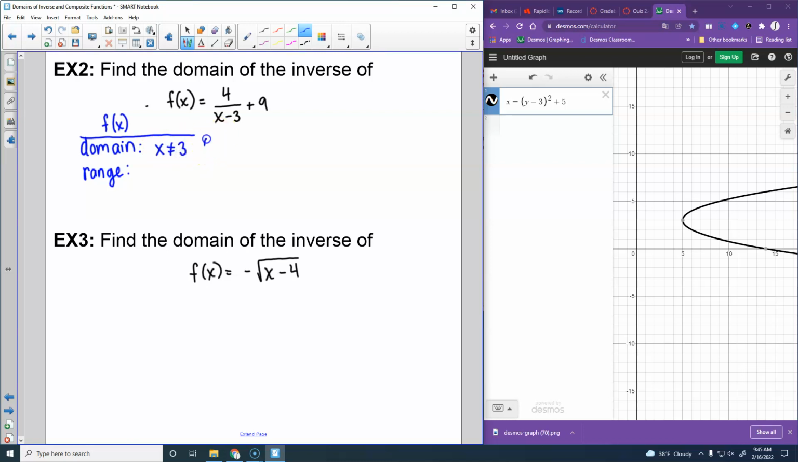But if you use interval notation, it would be negative infinity to 3 and 3 to infinity. So we're just getting that from that denominator. Whatever the denominator is cannot equal 0. So x cannot equal 3.